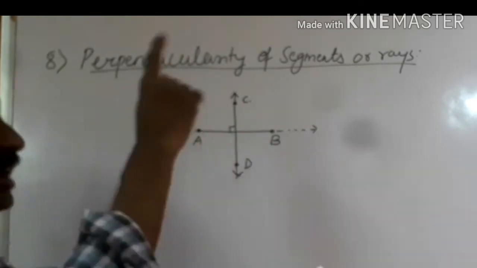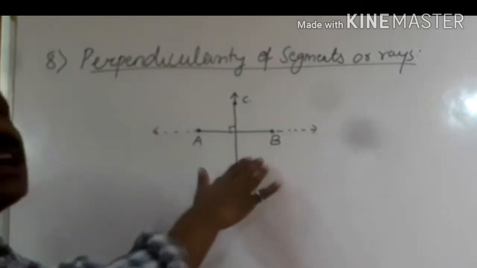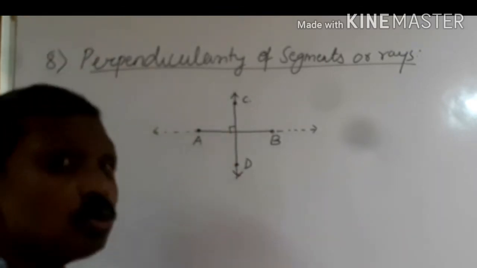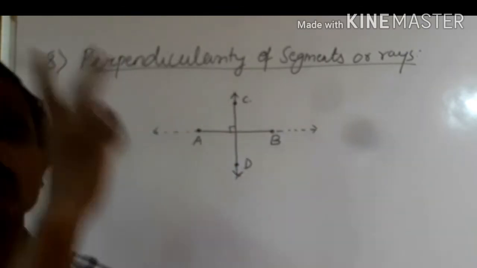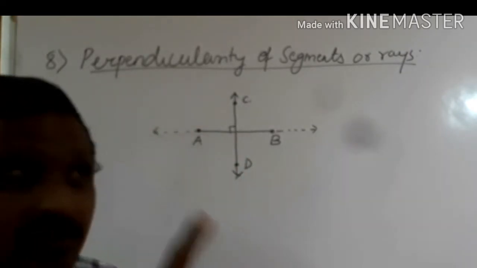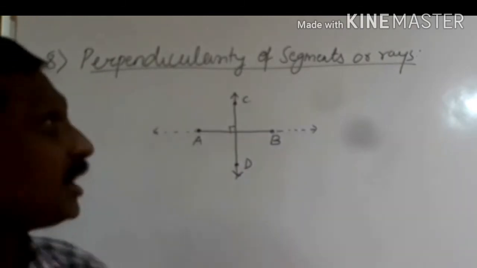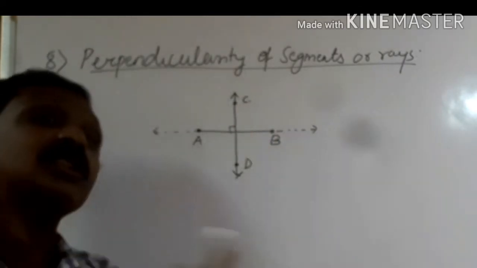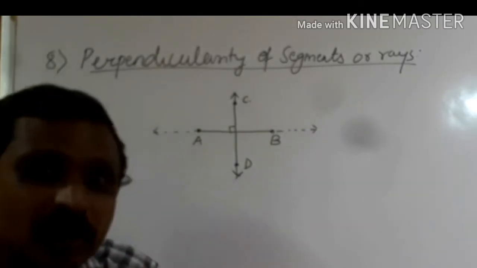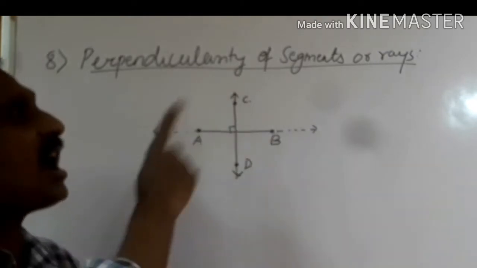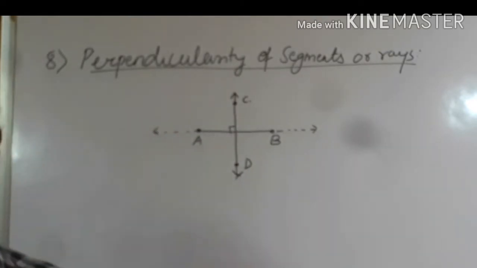I am repeating, if the lines containing two segments, two rays, or a ray and a segment are perpendicular to each other, then the two segments, two rays, or a segment and the ray are said to be perpendicular to each other.